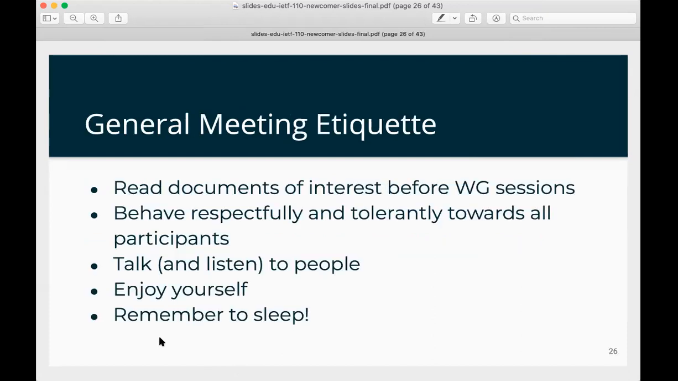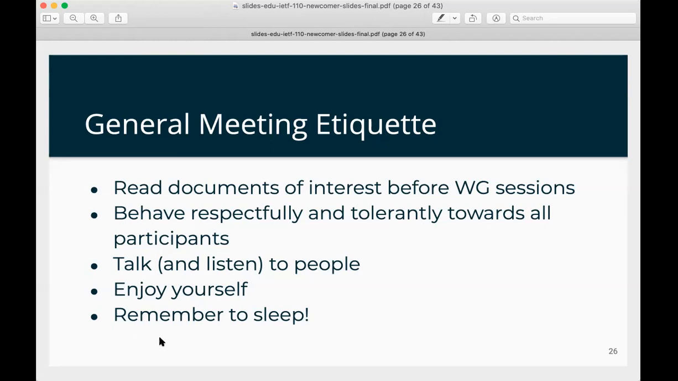So, general meeting etiquette: you need to read the documents of interest before the working group sessions. Obviously, you can't read them all, but you do need to have an idea of what's going on in the working group session. It's very important to behave respectfully and tolerantly towards all participants. You need to talk to and listen to people. Enjoy yourself and remember to sleep.